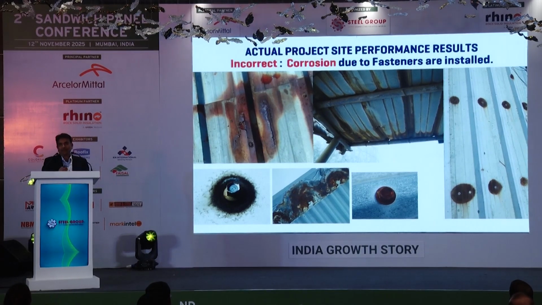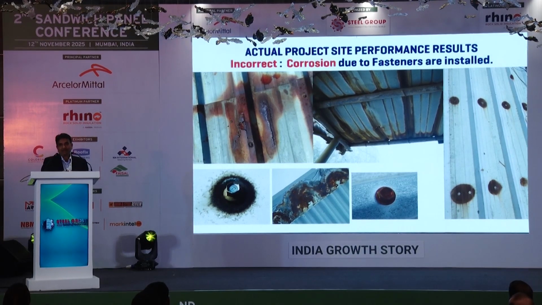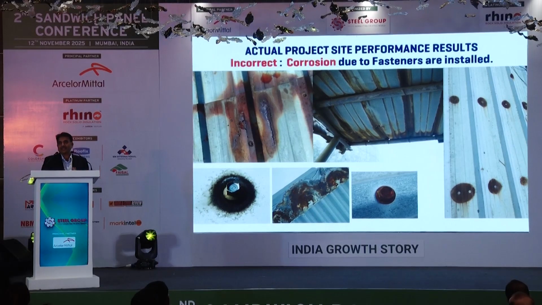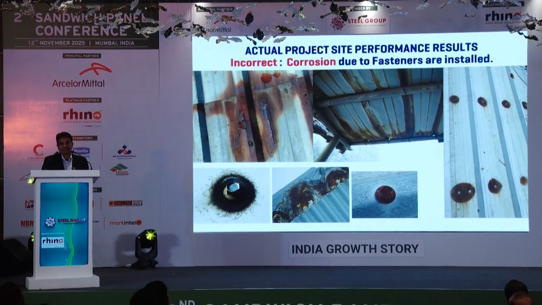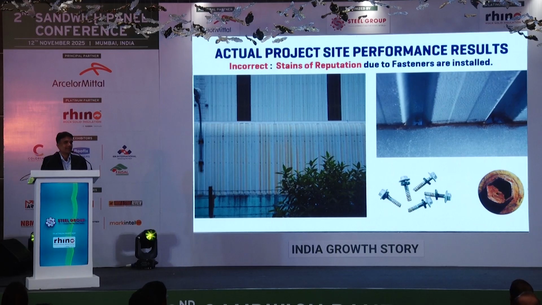And when a roof starts to corrode, the fastener cost would be less than 10% of your roof cost, but you are risking the 90% of your roof cost, which needs to be replaced. So by saving 10%, you're risking 90% of your roof sheeting cost. Again, here you have the stain marks, and the screws getting cut off at the bottom.